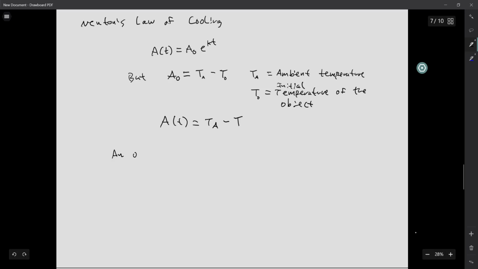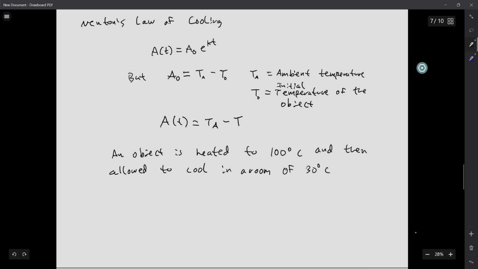An object is heated to 100 degrees. Pick your scale. Let's go ahead and say Celsius because that's more extreme heat. And then allowed to cool in a room at 30 degrees Celsius.